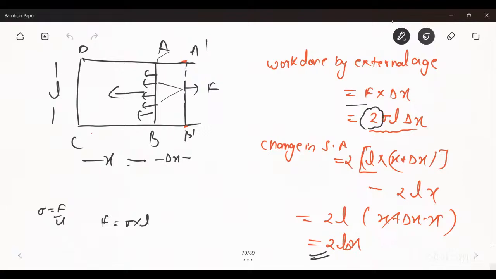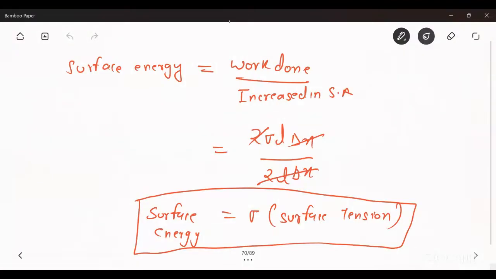Surface energy is work done per unit increase in surface area. So the work done is 2 sigma L delta x, and the increase in surface area is 2L delta x. On cancelling, we get surface energy equal to the surface tension. So that was the important relation from your exam point of view. This question is very important.